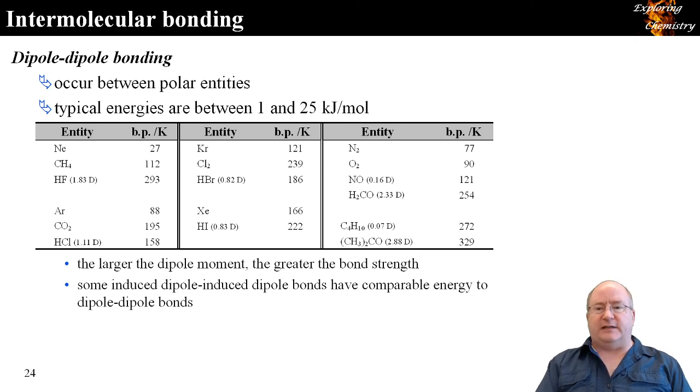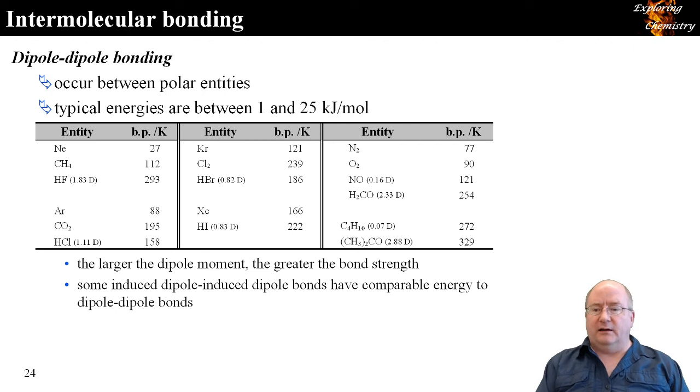To look at things with dipole-dipole bonds, this occurs between entities that are polar. The typical energies are between 1 and 25 kilojoules per mole. Now, when we look at the example on the top left-hand corner, we already looked at neon and methane: induced dipole only, no dipole moment. HF has the same number of electrons and about the same mass, but it now has a dipole moment. And 1.83 Debye, that's actually a fairly large dipole moment, but the magnitude, the actual number, is not relevant, just the fact that there is a dipole moment, which means the boiling point is quite high, 293 Kelvin.